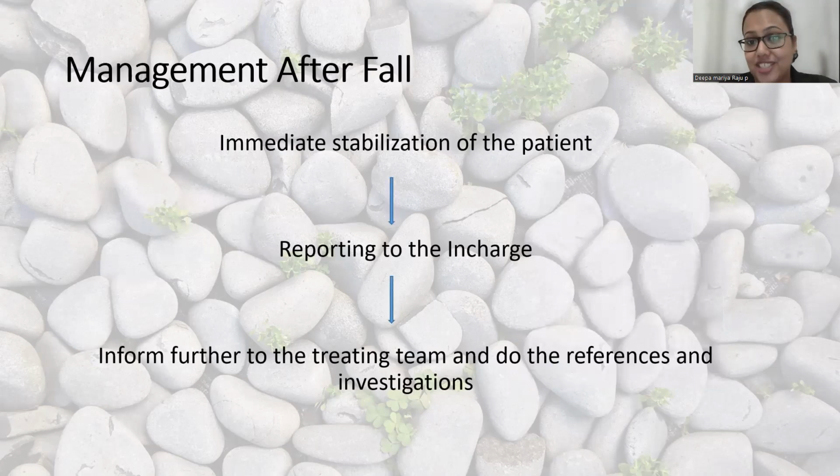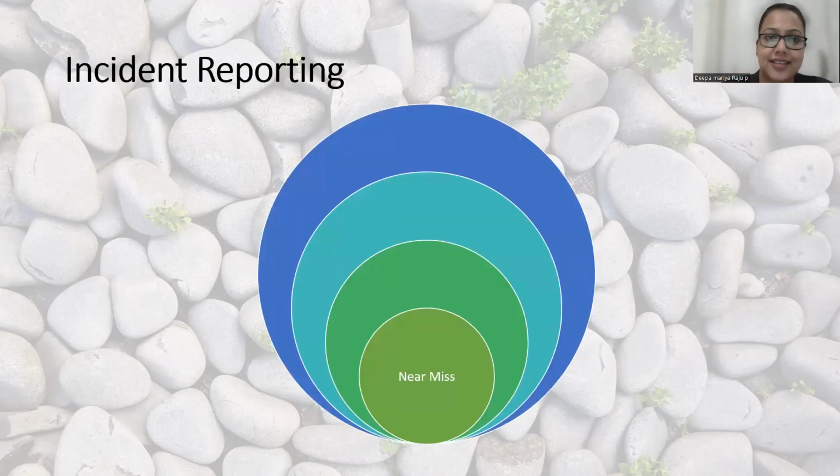Now, after a fall, what? Immediately you have to stabilize the patient. Whoever is witnessing the fall, our responsibility is to stabilize the patient, not run away to call somebody. Just stabilize the patient. After that, once the patient is stabilized, check the immediate vitals. If the patient is deteriorating, report to your charge nurse and further to the treatment team. Based on that, do the investigations, CT, and whatever references they are giving, like ortho, neuro.